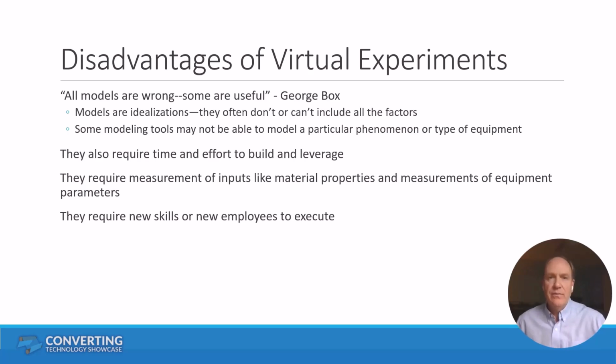But they also have disadvantages. A statistician at the University of Wisconsin, George Box, has this quote attributed to him that all models are wrong, some are useful. And that's just another way of understanding that models are just that. They're idealizations. They may not include all the factors or all the physics.